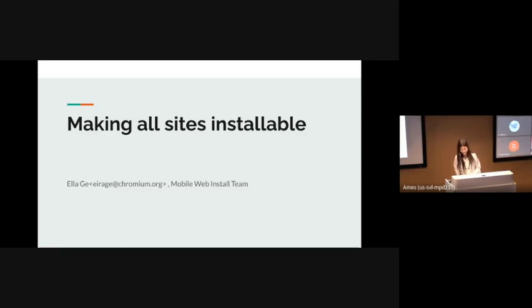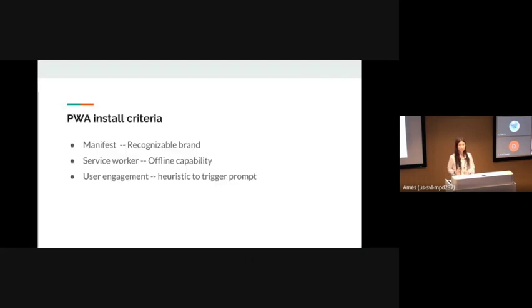Right, and I'm here to talk about some changes to the install criteria. Some of you might already know that right now, a PWA needs to meet a bunch of install criteria before Chrome allows users to install it on their devices. Firstly, it needs a web app manifest for the brand of the web app, and secondly, it needs to have a functional service worker to provide offline capabilities. And the last one is some very, very basic user engagement.